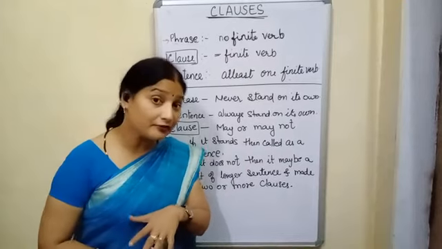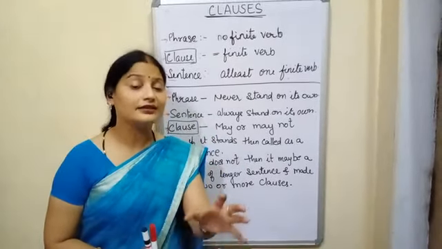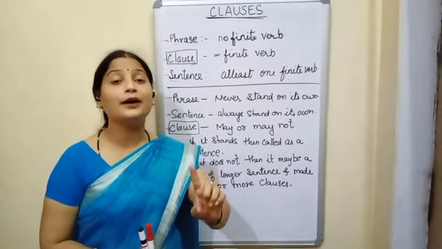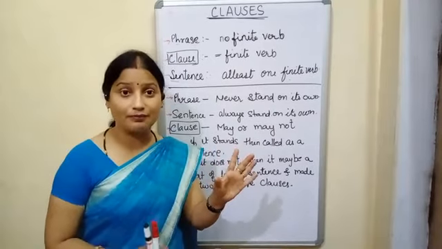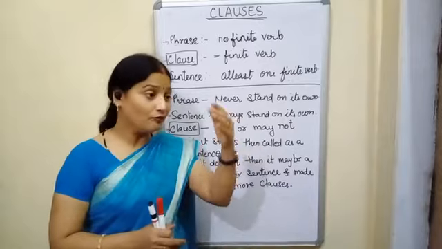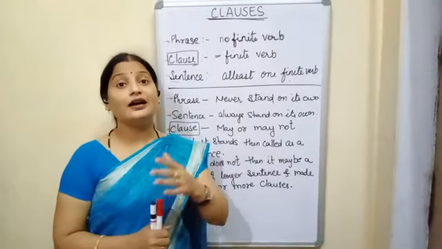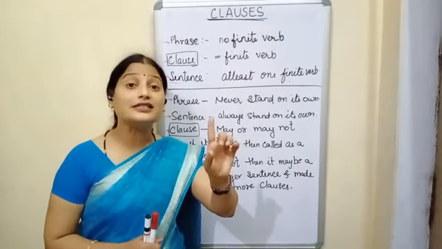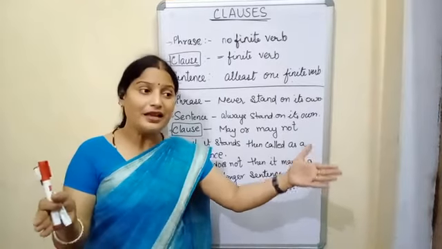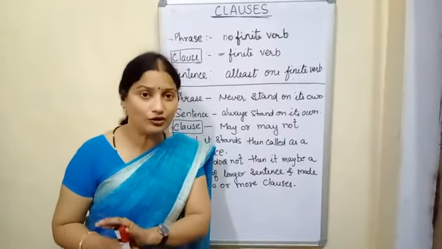Now see children, if a clause is making sense, then that clause is called a sentence. And if the clause is not making sense, then we can understand that clause is a part of a longer sentence. Okay? So what conclusion can we draw from this? That a clause is a type of sentence. Sentence is the bigger one, and one of the parts of the sentence can be the clause.